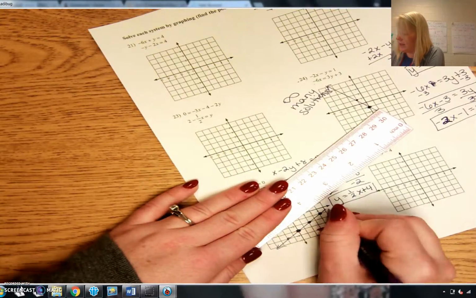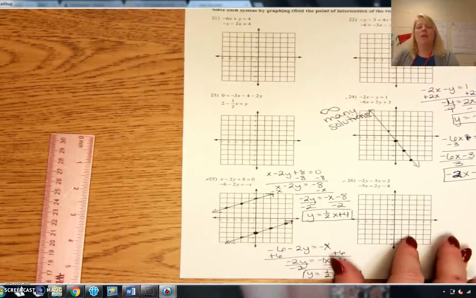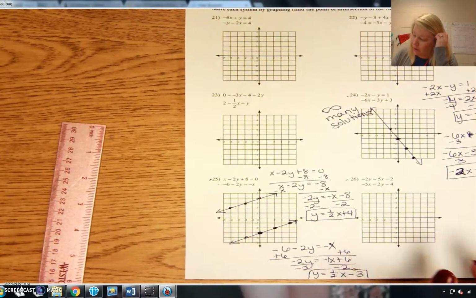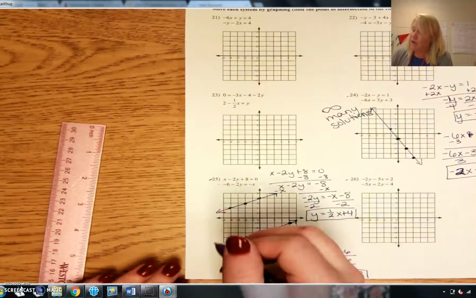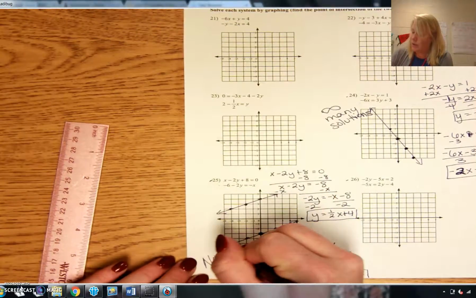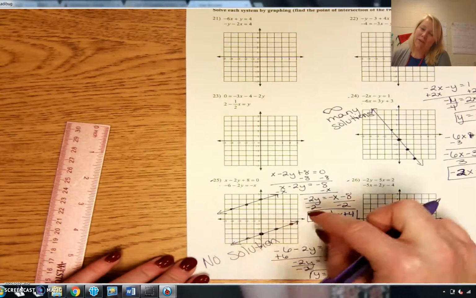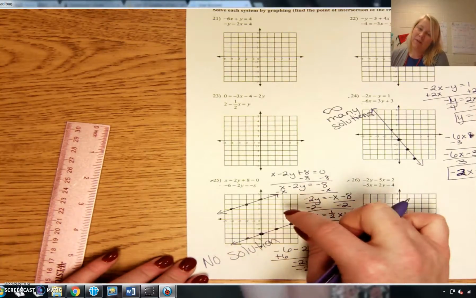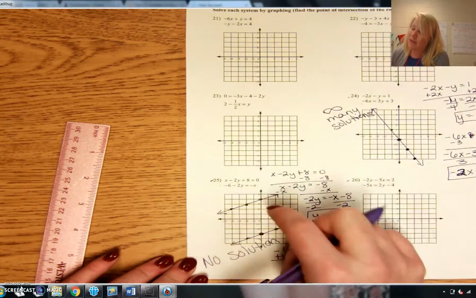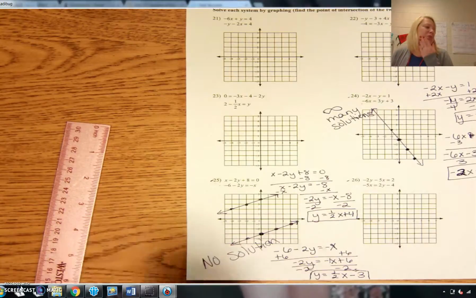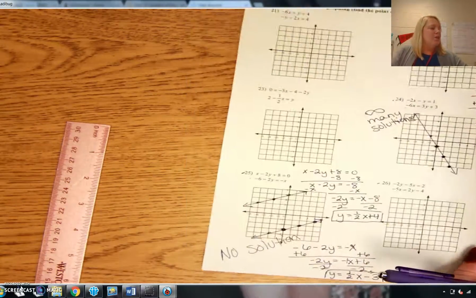What do these look like to you? They're parallel. They're parallel lines, and parallel lines have no solution. I call this the friend zone, right? You're in the friend zone, you're never going to happen, okay? So if they're parallel, they'll never intersect. So that's what no solutions is. So that's kind of the gist.